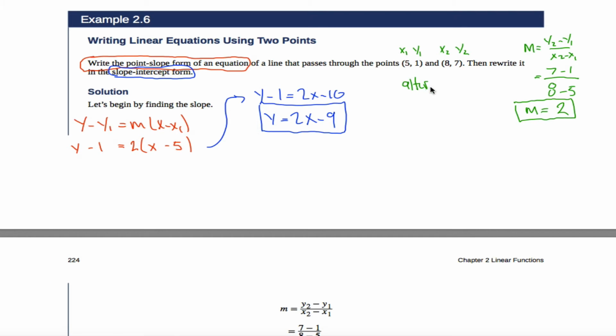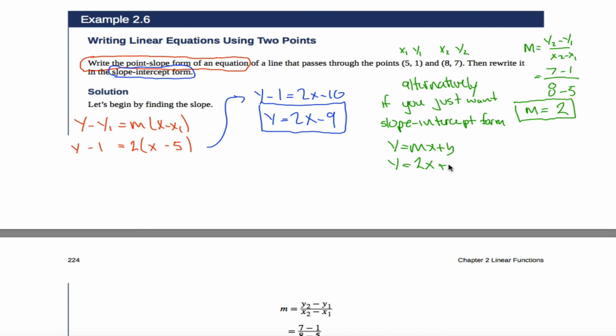Alternatively, and this will only work if you were not asked to write the point-slope form of an equation, if you just want slope-intercept form, you could also say slope-intercept form is y equals mx plus b, and I solved to figure out m was 2, so really I have y equals 2x plus b, and if I could just figure out b, I'd be done.